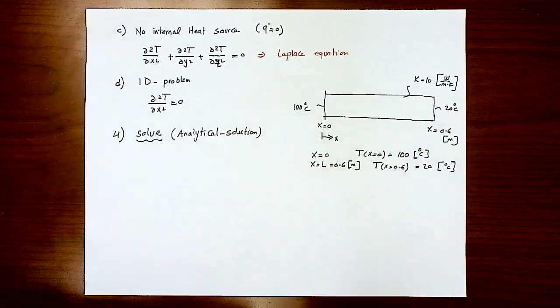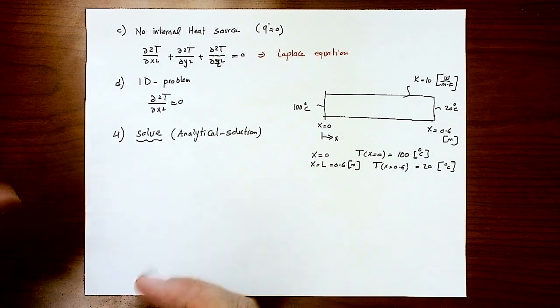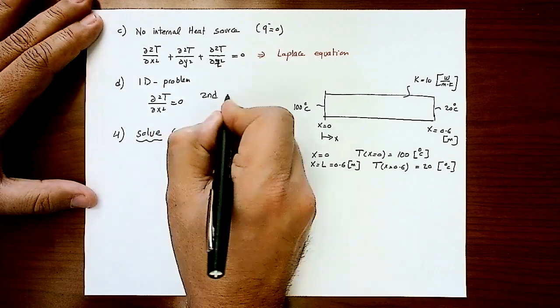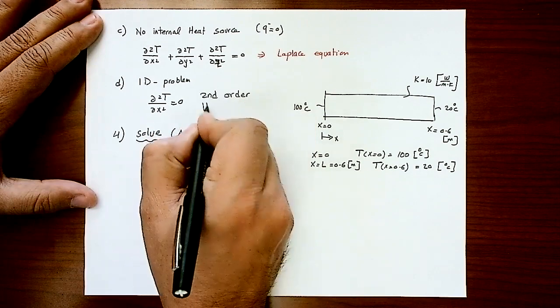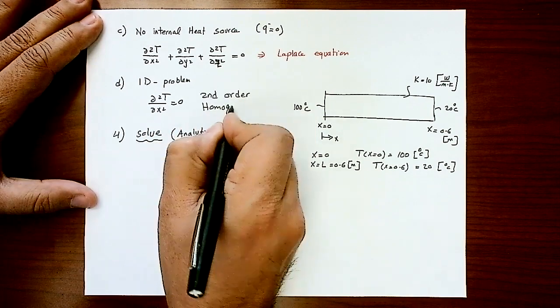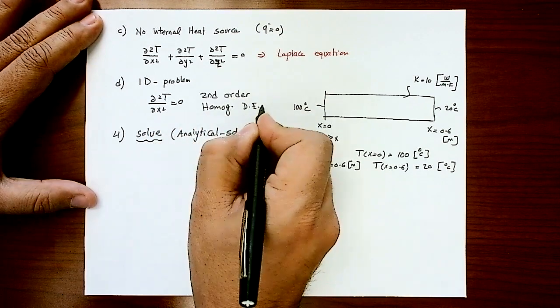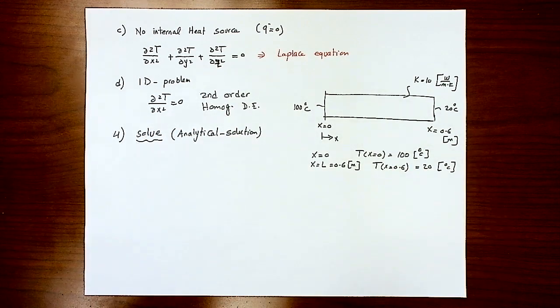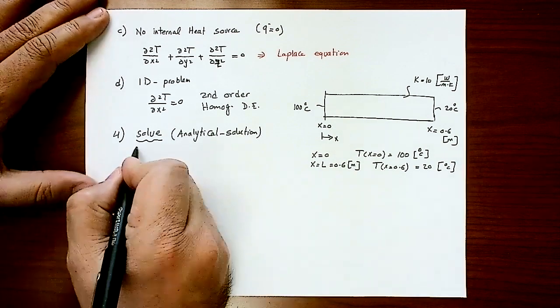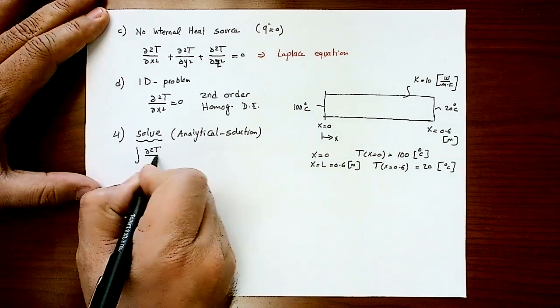Okay, it's a second order homogeneous differential equation. It seems to be very separable, right? So I can simply do the integration. If I want to get the temperature as a function of x, and I have a second derivative of the temperature, I would simply integrate the equation. So I'm going to do integration for the second derivative.